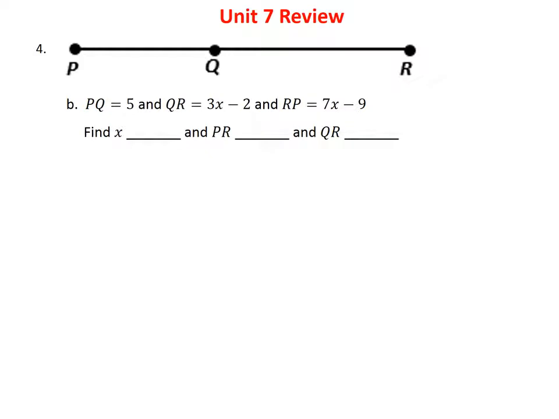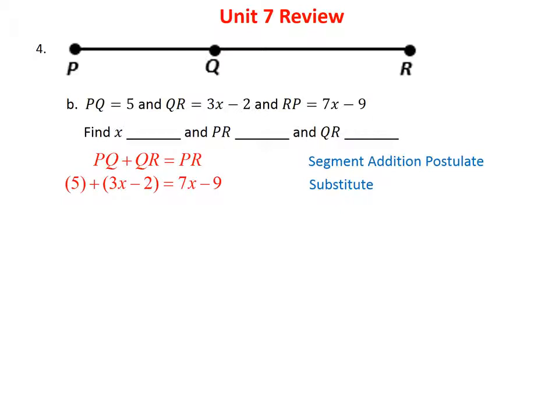Problem 4b is a variation of problem 4a, and you'll see that as we put it together. Instead of giving us algebraic expressions for the two short ones and the total length of the segment, they're giving us the total length of one of the shorter segments, but it works the same way. We're going to set up the segment addition postulate that says the two short segments add up to the long segment, and then substitute in the values we've been given. PQ is 5, QR is 3x minus 2, and RP, or PR, notice you can write the segment either direction there, is 7x minus 9.